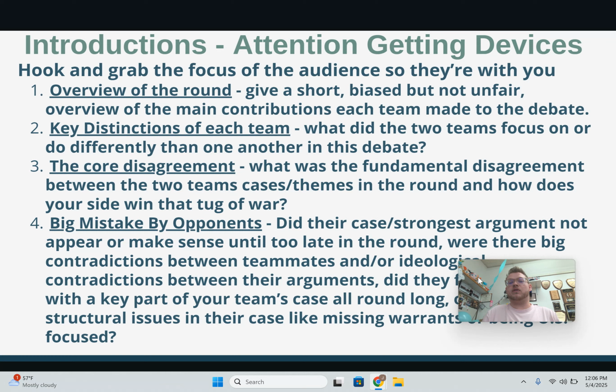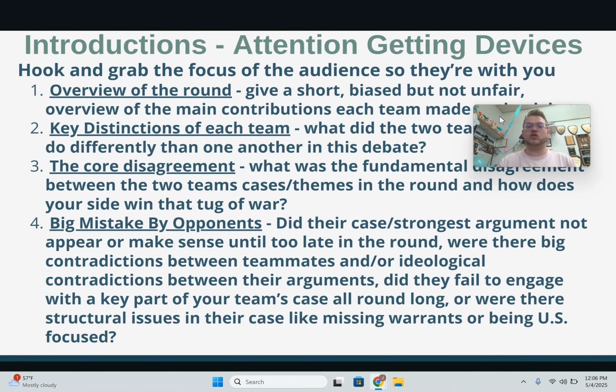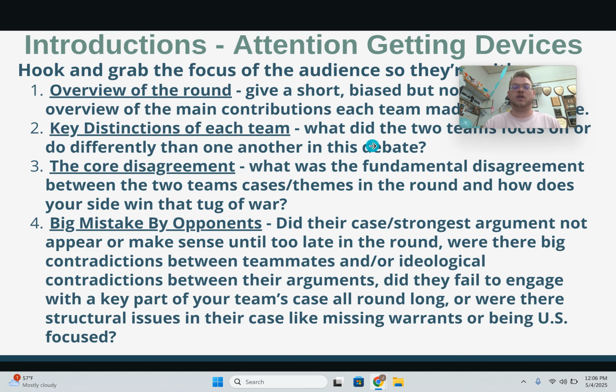You can give an overview of the round, a short but biased but not unfair overview of the contributions that each team made to the debate. You can present the key distinctions of each team. What did each team choose to focus on or do differently than the other team? What is the core disagreement or the fundamental place that both teams could not agree on their cases or themes in the round? And how does your team win that tug of war, although that's more of how you're going to segue.